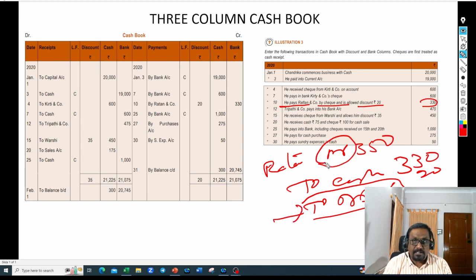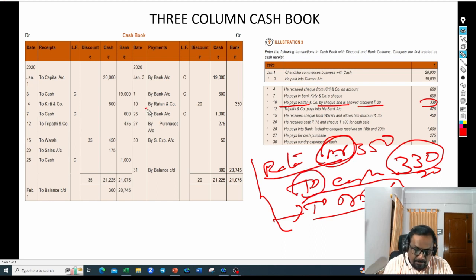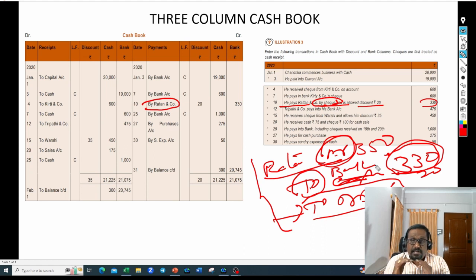Ratan is the one who received the payment, so the receiver is to be debited. Cash that went out from our business is 330. Cash goes out, so I need to credit cash. So this is the entry. Ratan and company is debited, cash account is credited. So on the credit side, by Ratan and company I need to put, and in the cash column this 330. What did he say? By check, sorry. He paid by check, not by cash. Sorry, this is bank account, not cash.